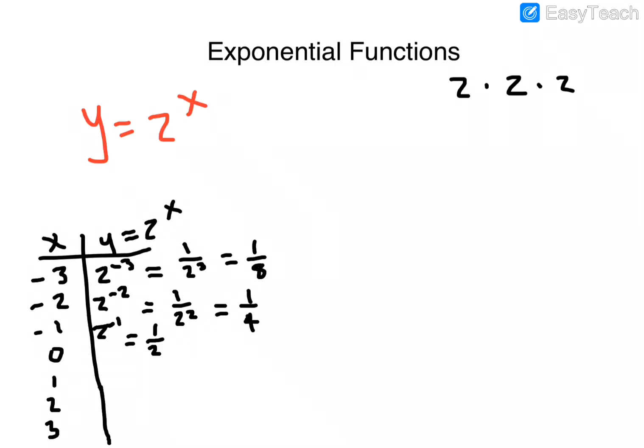What is 2 to the 0 power? Don't fail me now. Anything to the 0 power is always going to be 1. Now we go back to the positive, so a little easier. 2 to the first power is just 2. 2 to the second power, that's 2 squared, is going to be 4. And 2 to the third power is 2 times 2 times 2, which gives us 8. I ran out of room, so I wrote it down there.